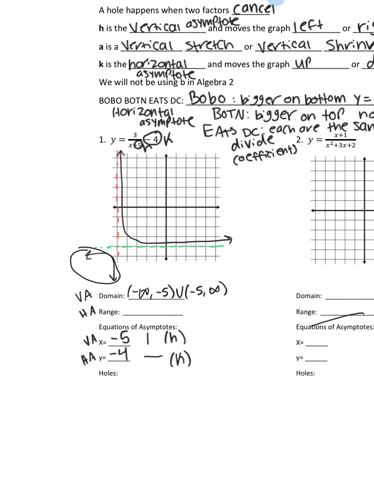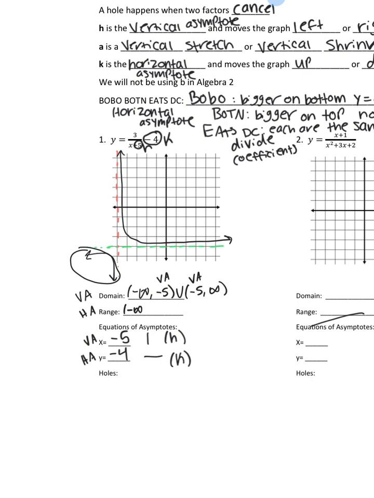So pretty much for every question in this portion, you're going to put for the domain -infinity to whatever the vertical asymptote is, and then the vertical asymptote to positive infinity. For the range, we're going to do the same thing.